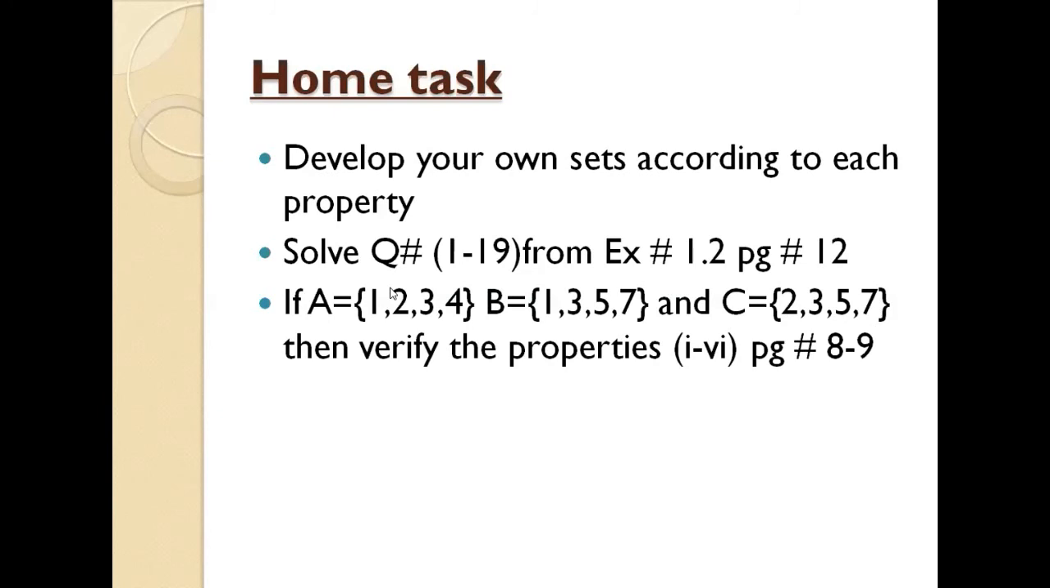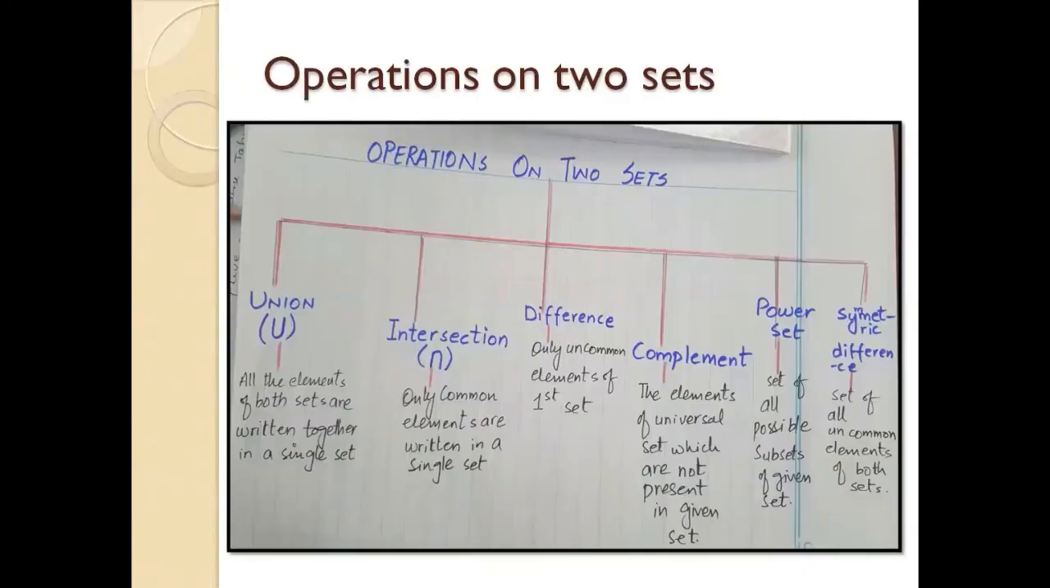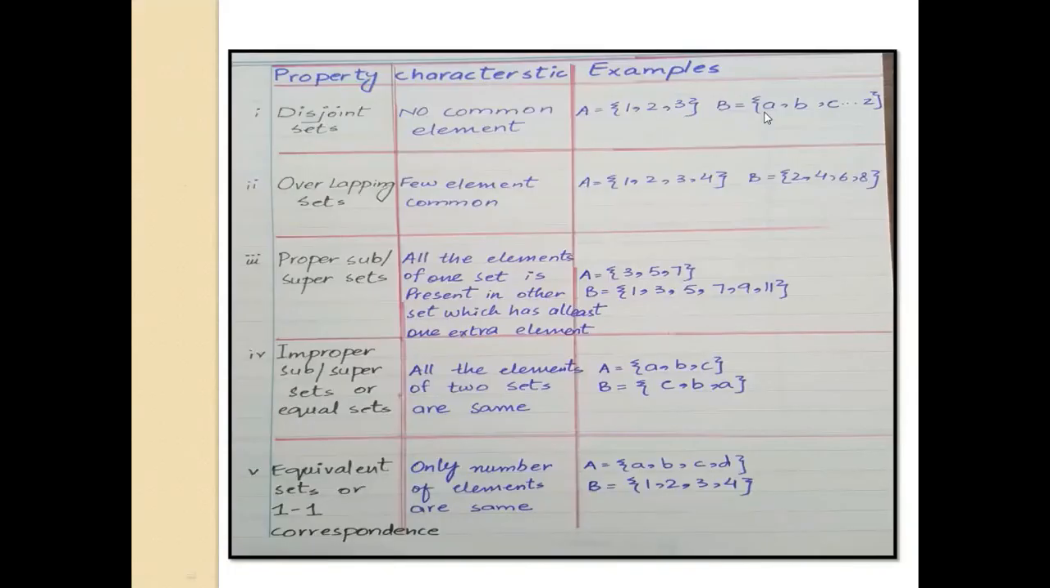You have to develop your set, means 2 disjoint sets. Take any set A or B, but their elements should be different. This is an example of disjoint sets, so you take your own example. Disjoint set means no element should be common in these 2 sets. Overlapping sets, you may take any example of overlapping sets in which a few elements will be common. Then make sets of proper sub and superset.